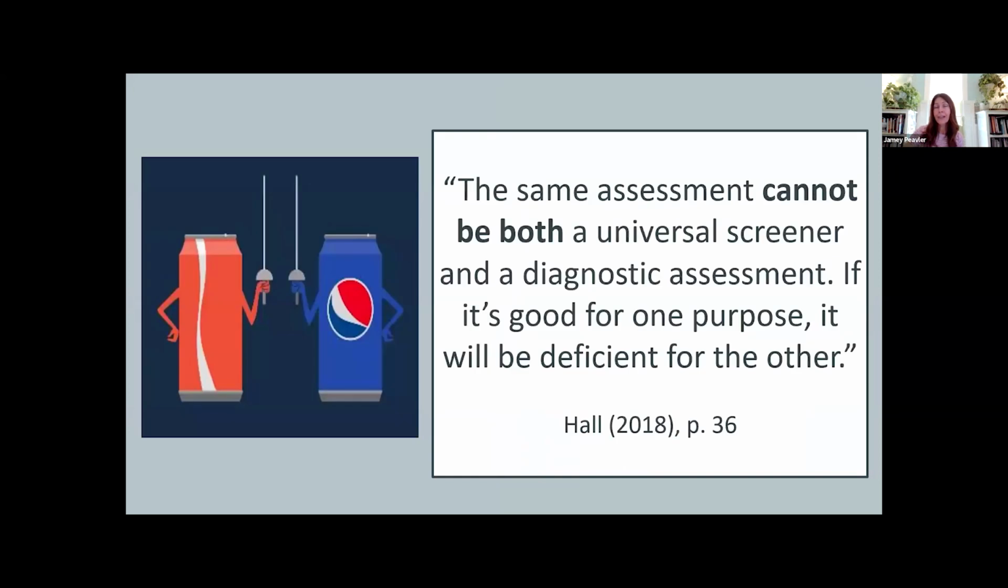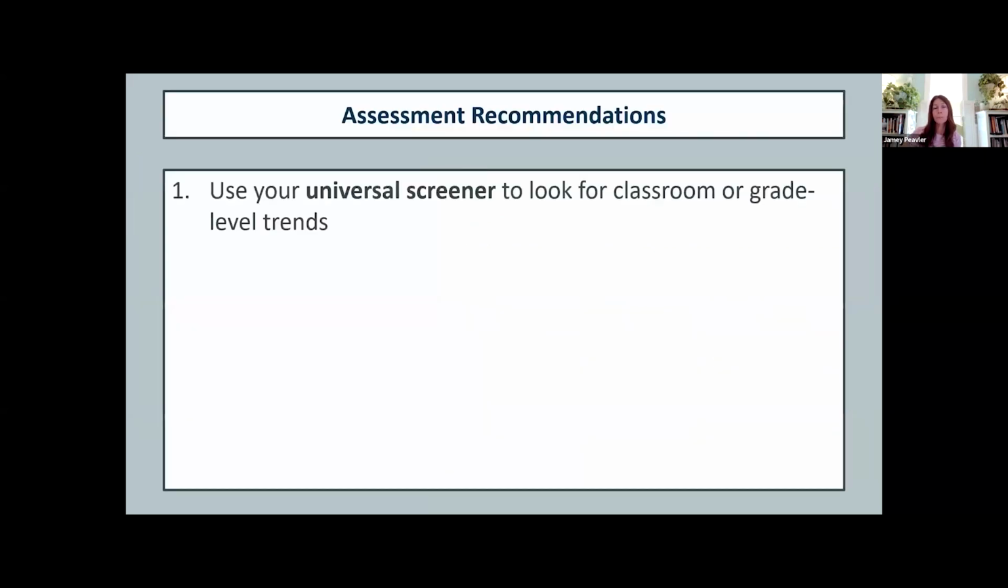Where should I intervene? So if you think about the characteristics and the purpose of each type of assessment, it makes it really clear that we should have some caution around an assessment that claims to be both a universal screener and a diagnostic tool. Since they're intended to serve different purposes and we need them to give us different sets of data and different insights into students and their performance, it would be unlikely that one assessment could accomplish both of those goals.